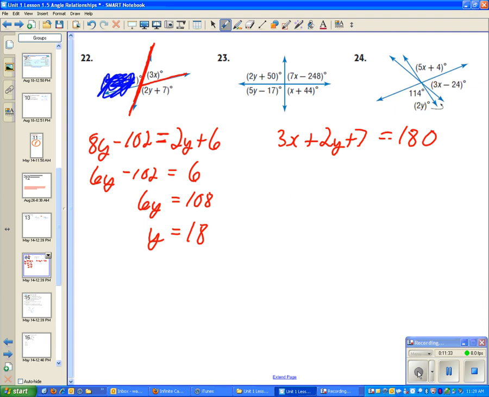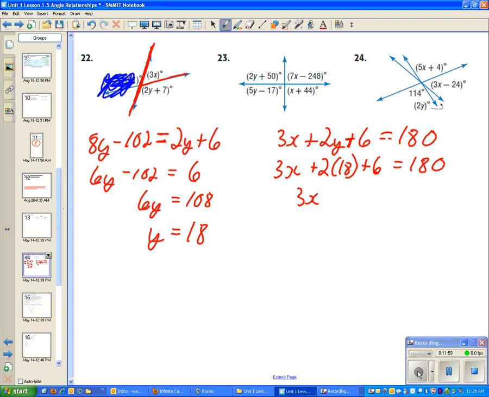What can I replace that y with? 18. Now that I know that y equals 18, replace the y. Oh, I did 7 again, and it's really 6, isn't it? Replace the y with 18. I can solve this. So I get 3x.